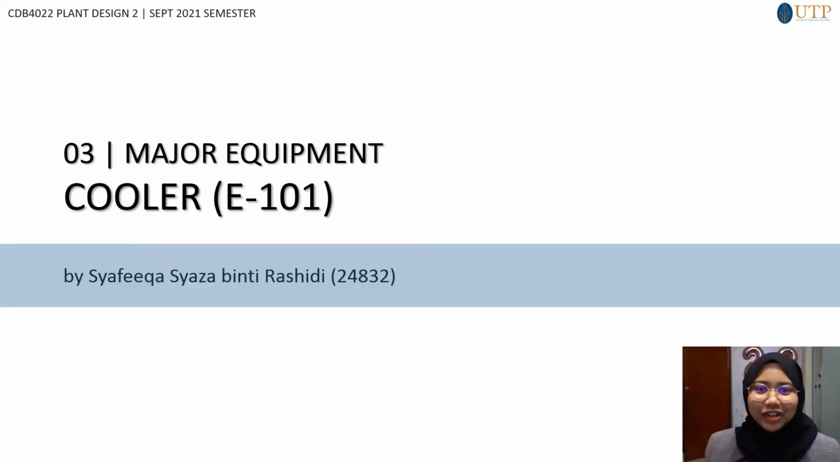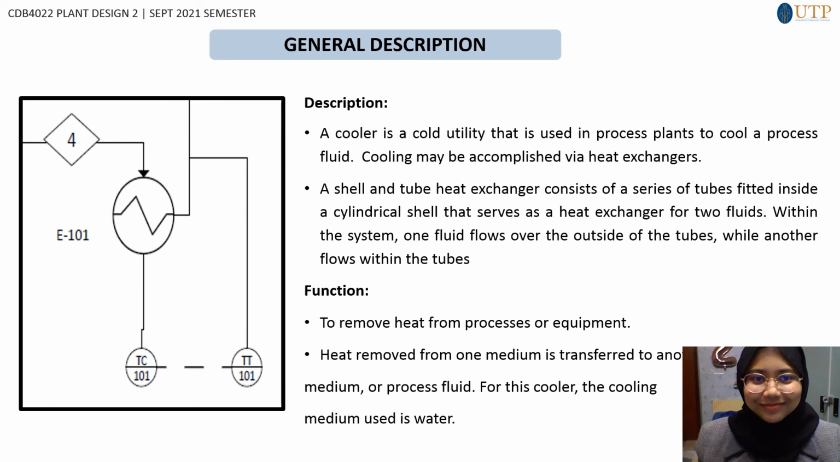Hello, this is Shafika again, and I will be explaining my major equipment in this plant, and that is the cooler. A cooler is a cool utility that is used in process plants to cool a process fluid. Cooling may be accomplished via heat exchangers. The purpose of a heat exchanger is to aid in heat transfer within a plant system by transferring heat between two or more fluids, such as liquids, vapors, and gases of varying temperatures.